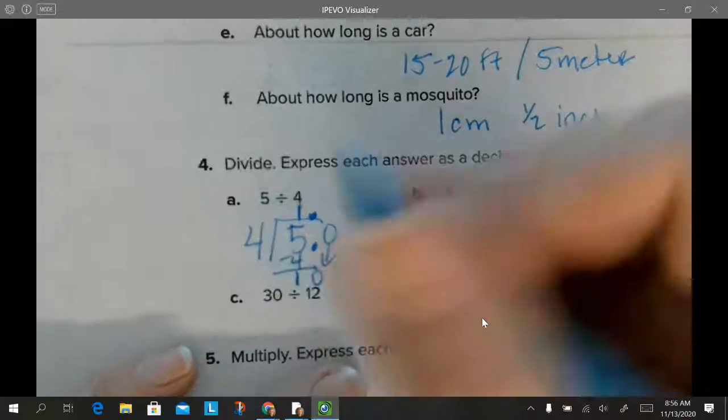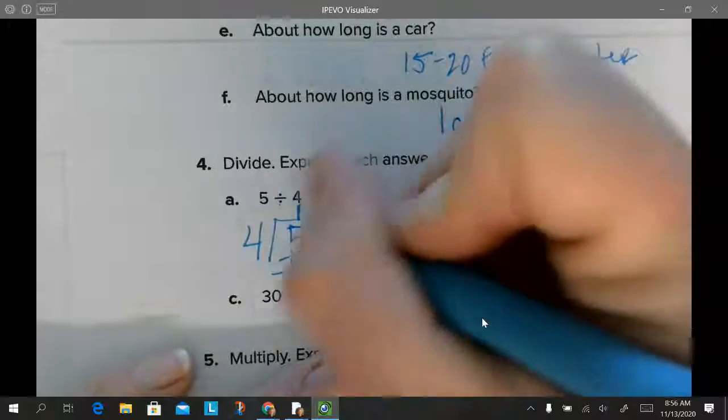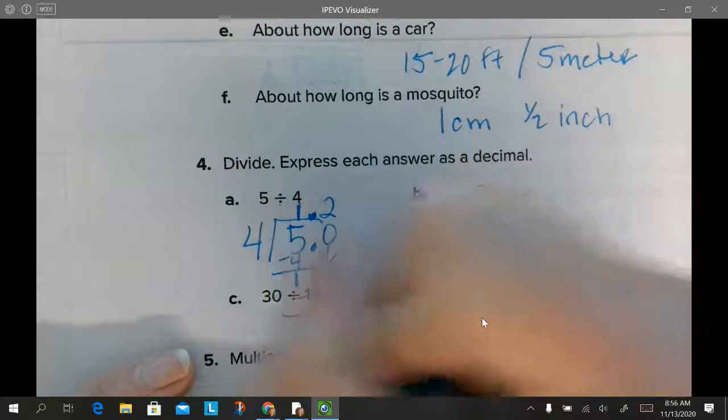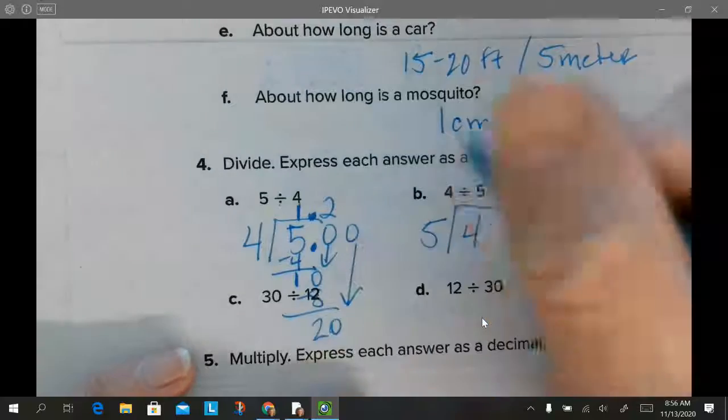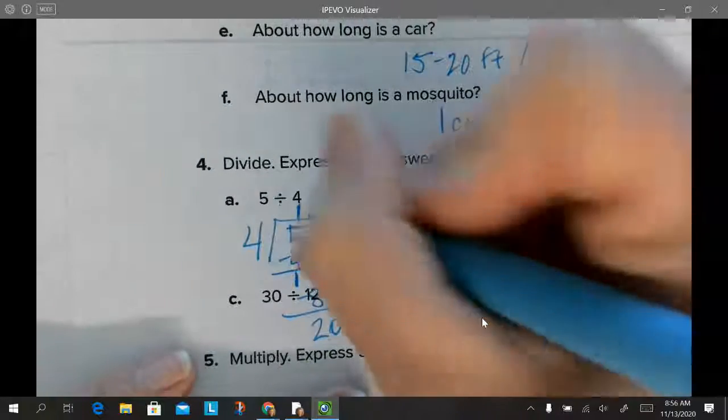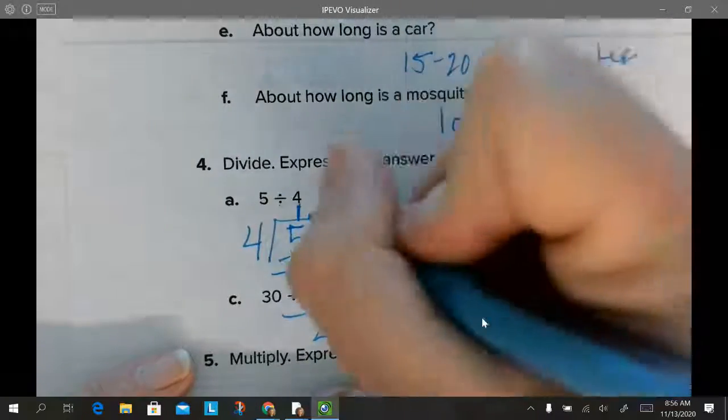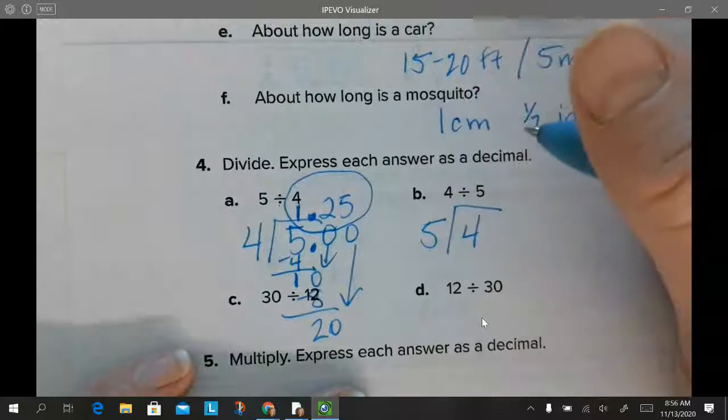And then 4 goes into 10. 2 times. 2 times 4 is 8. 10 minus 8 is 2. You still can't have a remainder. Shoot. It's okay. Just add another 0. 4 goes into 20. 5 times. Your answer is 1.25.